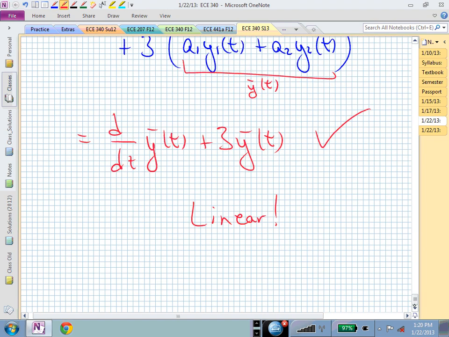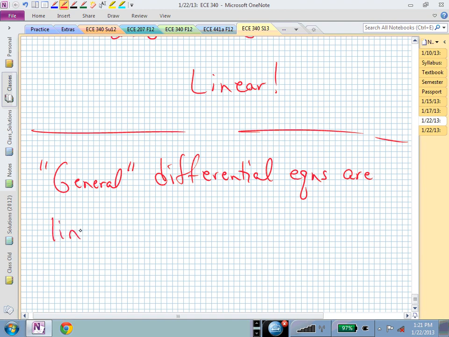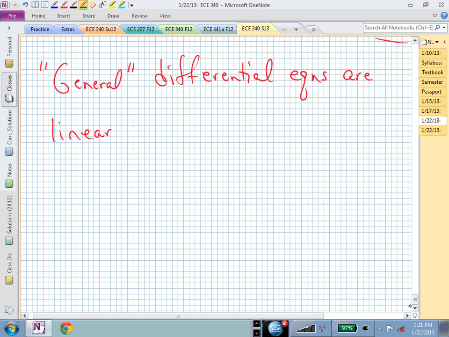This generalizes, meaning we can now have a general differential equation, and that is also linear. So a general differential equation, the way that I'm going to write those in just a minute, is also linear, meaning I can now go to much, much higher derivatives.